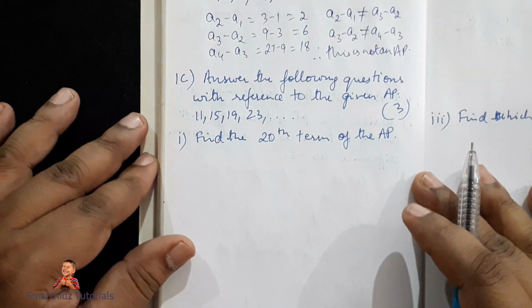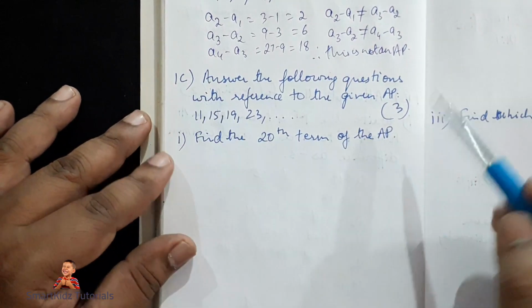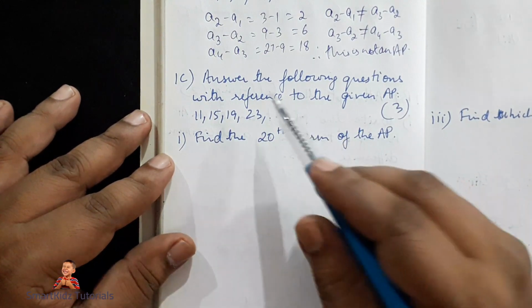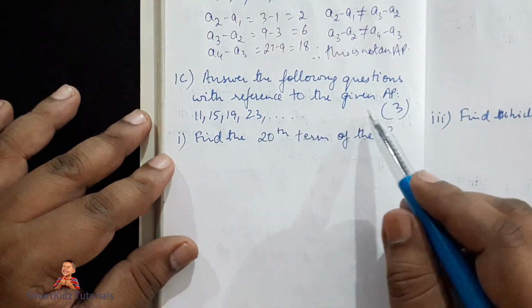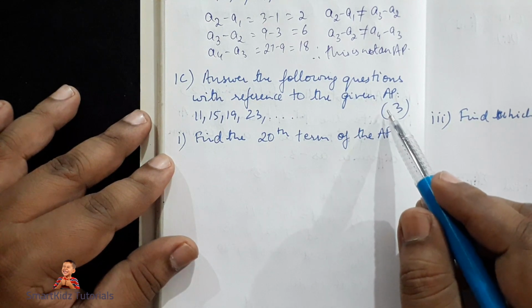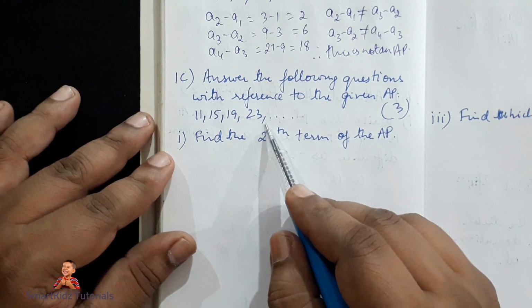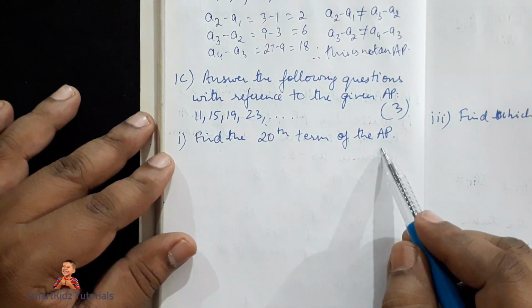Move on to the next question. 1C, and this is for 3 marks. Again, there are 3 questions under this. Answer the following questions with reference to the given arithmetic progression. 11, 15, 19, 23 is the arithmetic progression. Find the 20th term of the arithmetic progression.